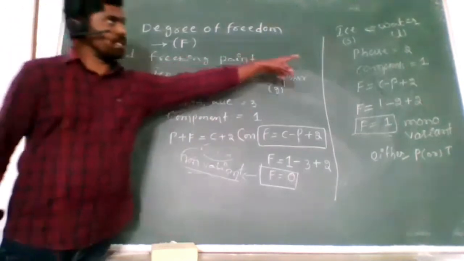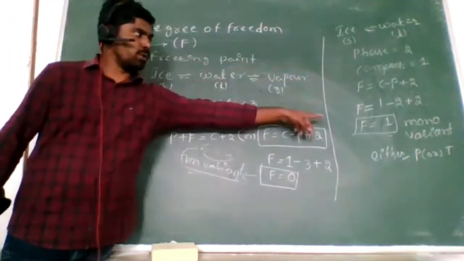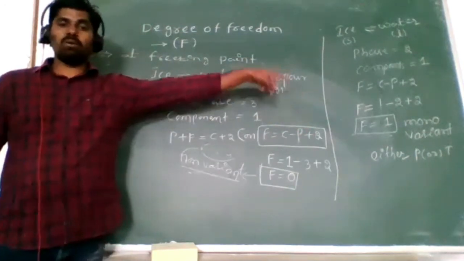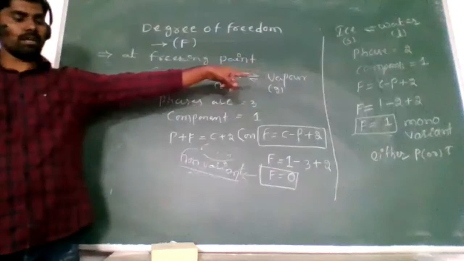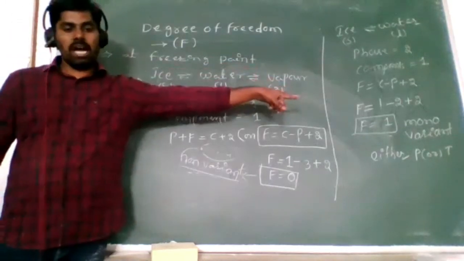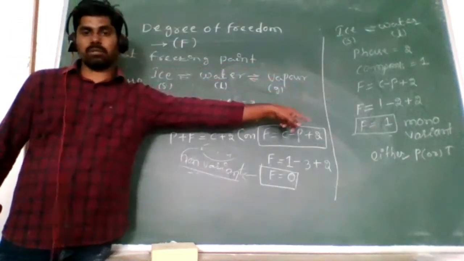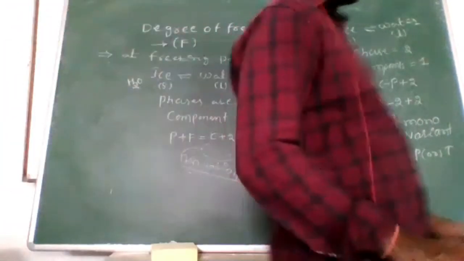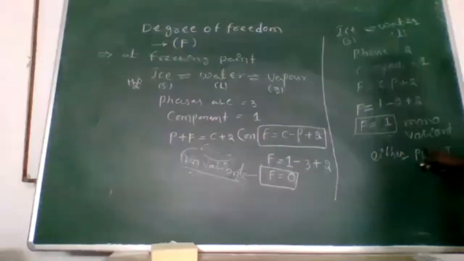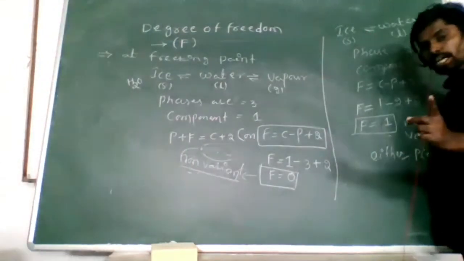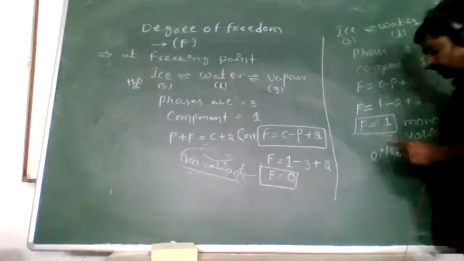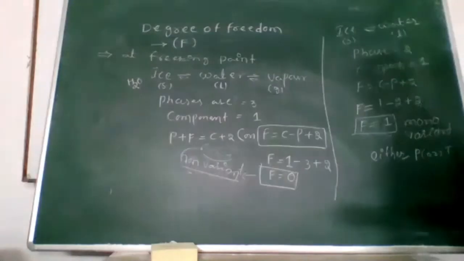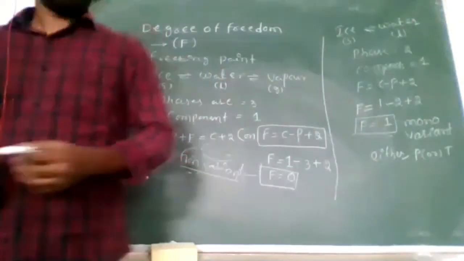But here in the ice and water system, that is a monovariant. Clear? Monovariant means only one variable factor has to be specified in order to define the system completely, either the pressure or temperature. Right, I will take the next one.